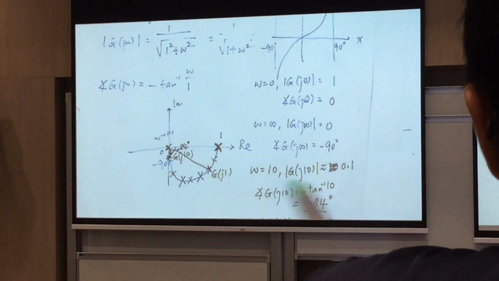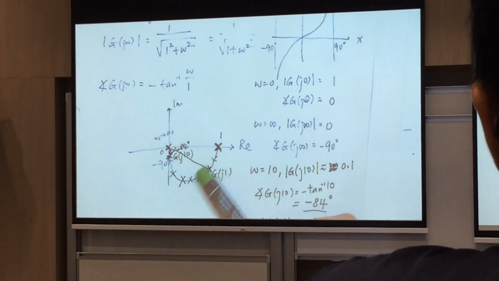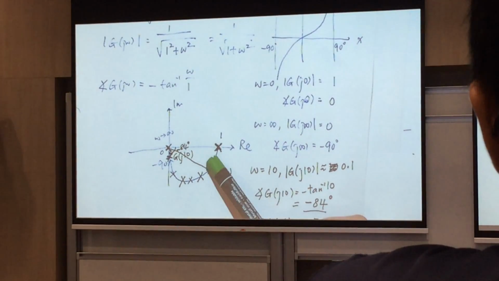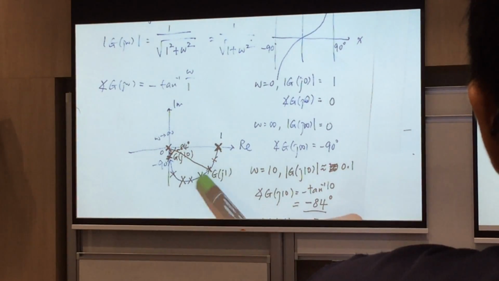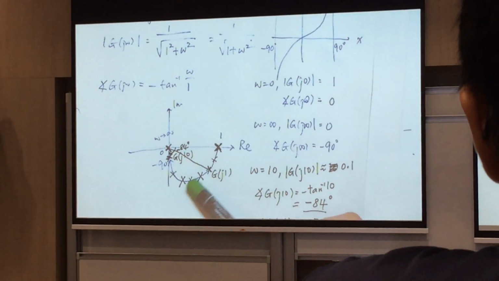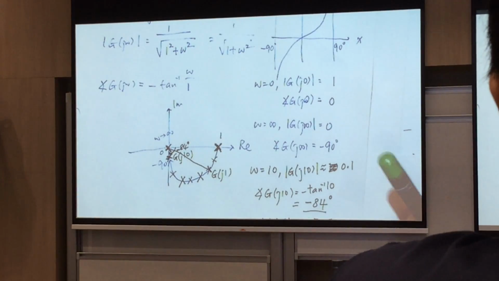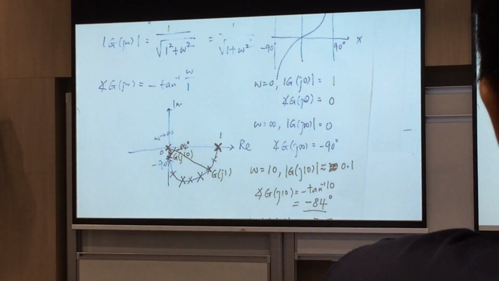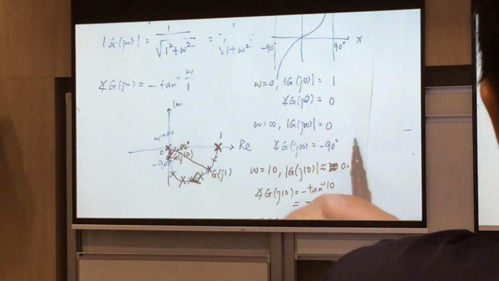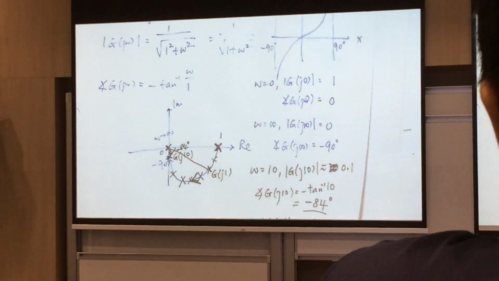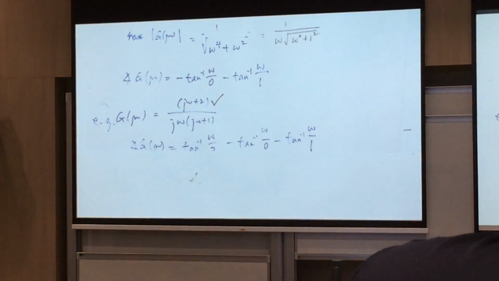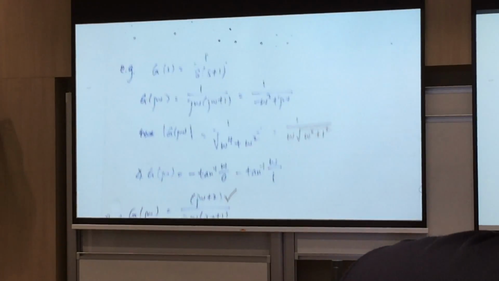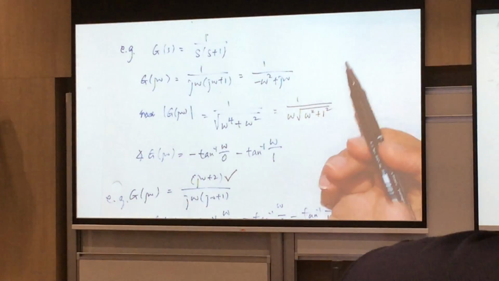Omega is 10, mark it here. Omega is 1, mark it. The more omegas that you plot, you see how the curve goes. And last but not least, give it the arrow, the direction. Then we took it another step further to say that if you have two poles, a simple integrator and a single pole.